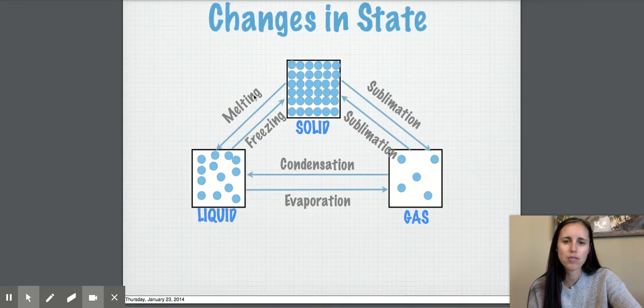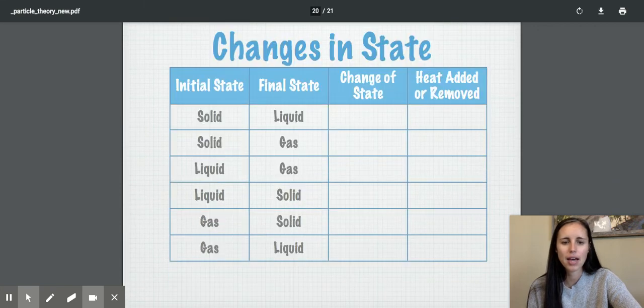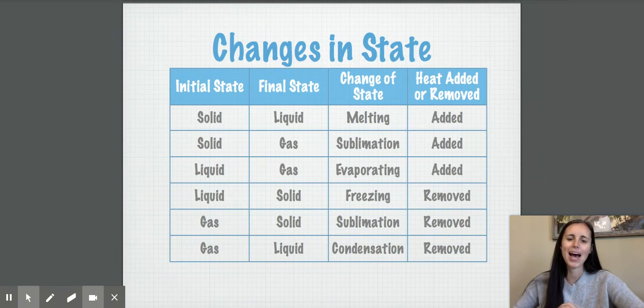So those are the different names for the changes in state. You do want to know them. And the other thing you want to think about is heat being added or removed. So in order to melt something, to go from a solid to a liquid, you want to add heat. In order to go from a solid to a gas, you want to add heat. And in order to go from a liquid to a gas, you want to add heat.